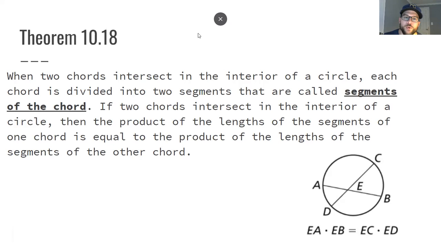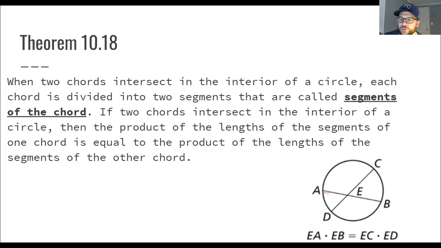So you have 4 different segments. Mainly, you have segments AE and EB, where that chord is being cut through by segment CD. Those two things get multiplied together. Those are also going to be equal to the other 2 segments, which are CE and ED. So on the same chord, if you multiply both of those segments together, they're going to equal the multiplication of the other 2 segments together, as long as you're staying consistent with which chords you're multiplying and which segments, on the same chord.